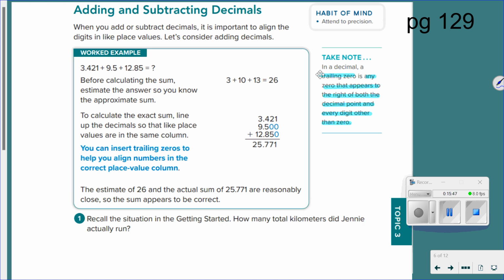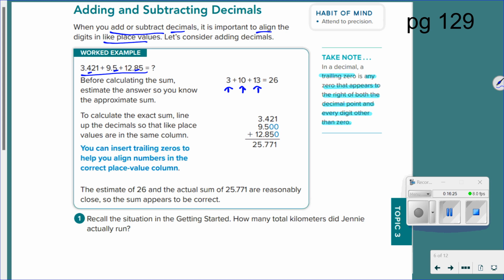So here is our big deal on this, guys. When you add or subtract decimals, it is important to align digits in like place values. So if I give you a series of decimals, step one, to make sure you're on the right track, do a quick estimation. 3 and 4/10 becomes a 3 because the 4/10 means that it stays. 9 and 5/10 becomes a 10 because it's going to go up 1. 12 and 8/500 becomes a 13 because it goes up 1. I add those up. 3 plus 10 plus 13 is 26. That tells me about where I should be.